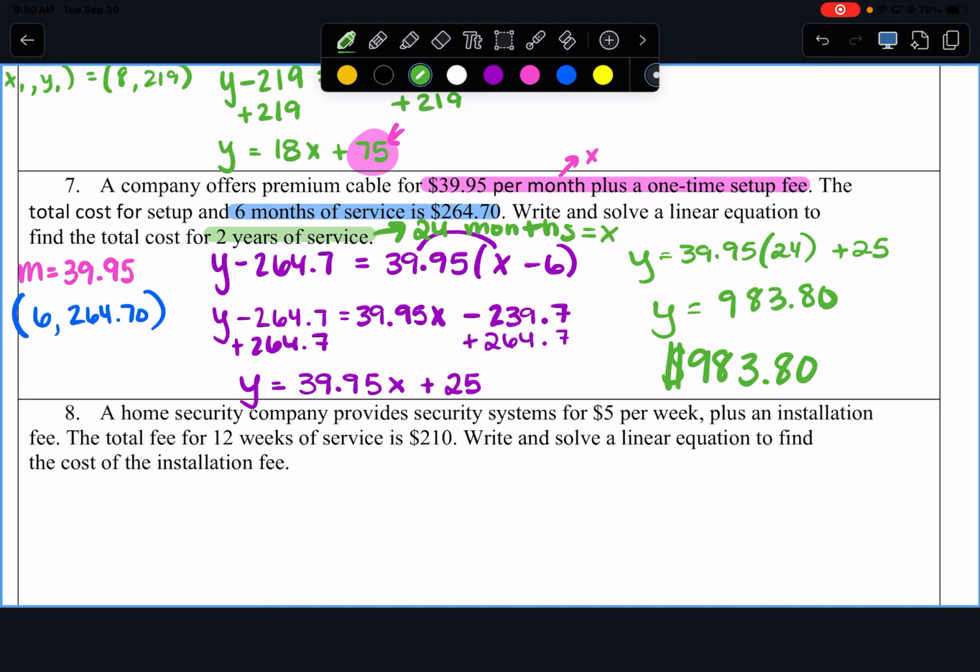All right. So we are going to wrap up here. We're going to finish our word problems tomorrow. And we are going to review Thursday, test Friday. Okay?